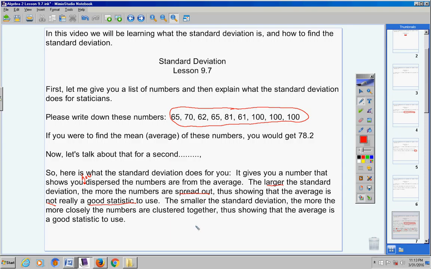It gives you a number that shows you how dispersed or spread out the numbers are from the what? From the average. Alright, moving on.